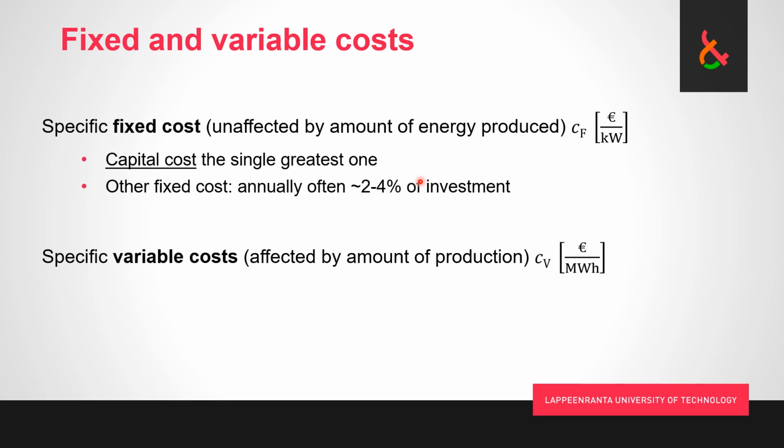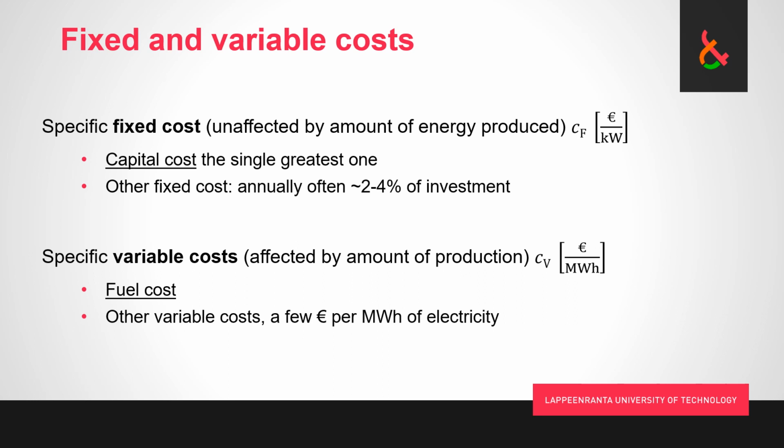Then we have the variable costs, and here as well we want to give this as specific variable costs, and it's now euros per megawatt hour of produced energy. So if we're talking about the power plant, then euros per megawatt hour of electricity, but same principle if it's a heat-only boiler or a CHP plant producing both heat and power, same general principle. And here the fuel cost is going to be the dominant cost, and then we have other variable costs that typically amount to a couple of euros per megawatt hour of electricity.